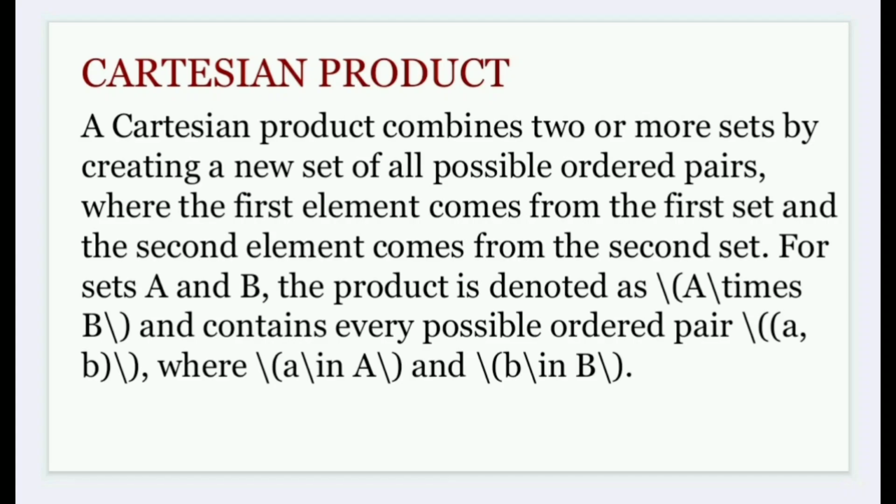So here we are talking about Cartesian product. Imagine you have two sets, let's say set A and set B. The Cartesian product of A and B, written as A cross B, is like making pairs of elements where the first part of the pair comes from set A and the second part comes from set B. You'll get all possible combinations like that. For example, if A equals {1, 2} and B equals {x, y}, then A cross B would be {(1, x), (1, y), (2, x), (2, y)}.